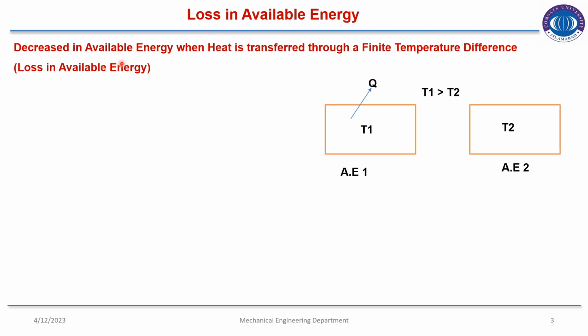So, decrease in available energy when heat is transferred through a finite temperature difference. Loss in available energy, decrease in available energy, or increase in unavailable energy, all these things mean the same. And when we are talking about a finite temperature difference, it means we are talking about a body whose temperature will reduce.